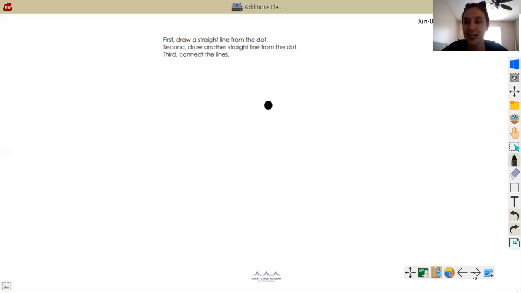All right, scholars, now that you guys did the exit ticket independently on Google Classroom, let's go ahead and check our work now. So the directions say first, draw a straight line from the dot. So I'm going to draw a straight line from the dot. And I'm going to put a check mark here to remind me that I already did the first step. Then it says, second, draw another straight line from the dot. So I need to draw another straight line from the dot. And I'm going to put another check mark to tell me that I did the second step.